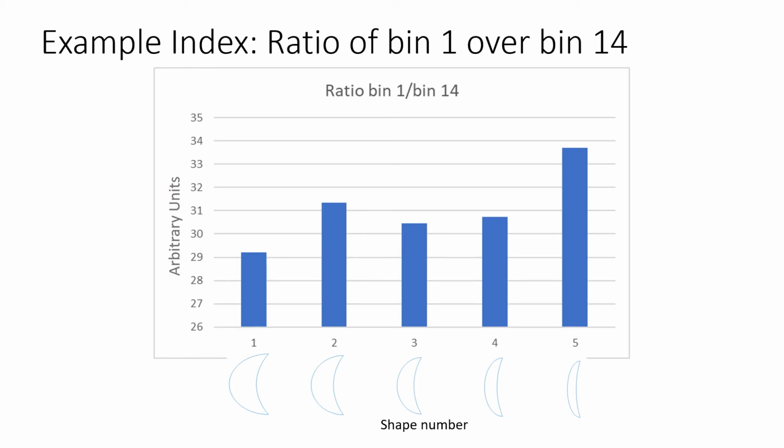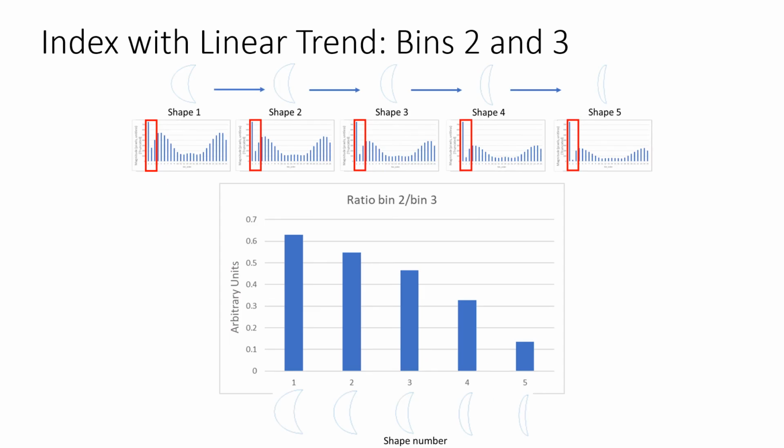For all shapes except shape 2, the ratio of bin 1 to bin 14 increases as the thickness decreases, or the height of bin 14 is decreasing faster than the height of bin 1. This ratio points out that shape 2 has an equilibrium point, which causes it to stand out. This gradient also has an index that can be used for situations requiring a linear relationship.